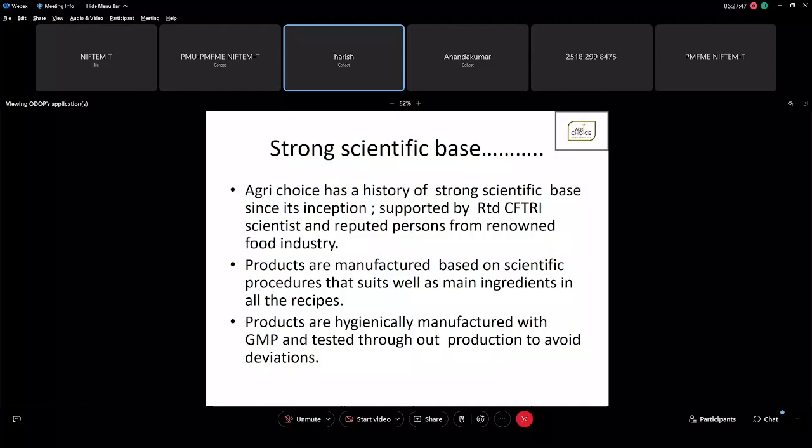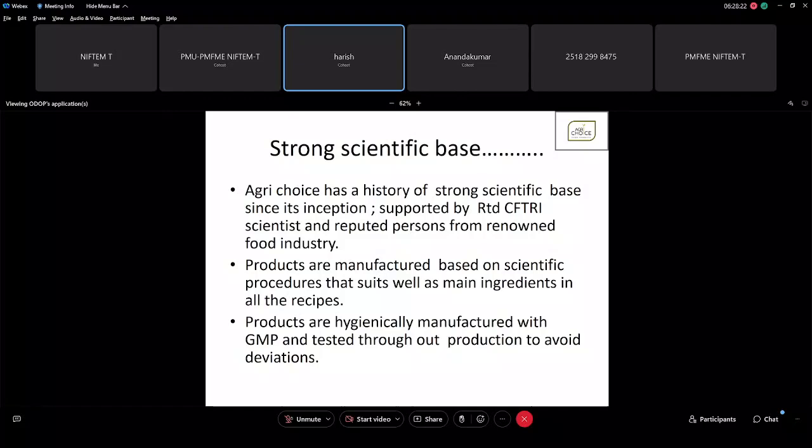Now, let me put on the record the name of one important CFTRI scientist in the 60s and 70s who worked hard on developing an instant dosa and idli mix. That is Dr. Deshikachar and his team. Because of him, today we see the malls and the petty shops flooded with different brands of instant dosa and instant idli mix in the market.